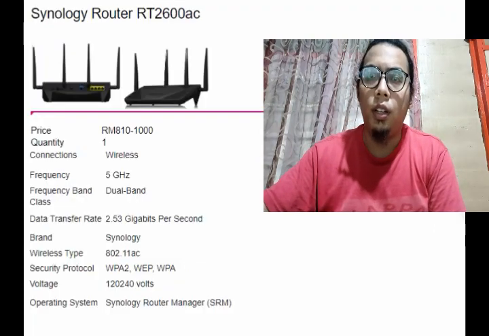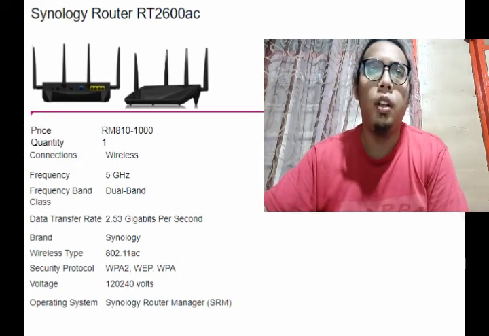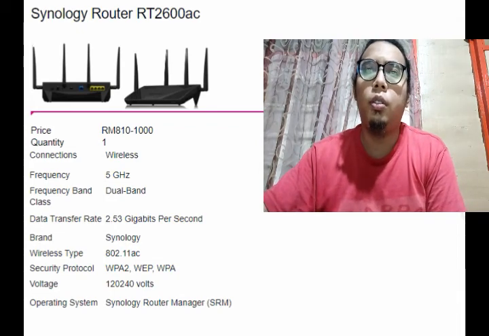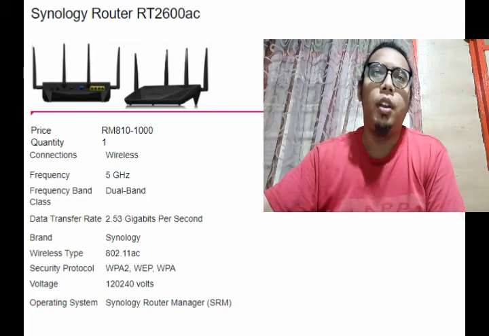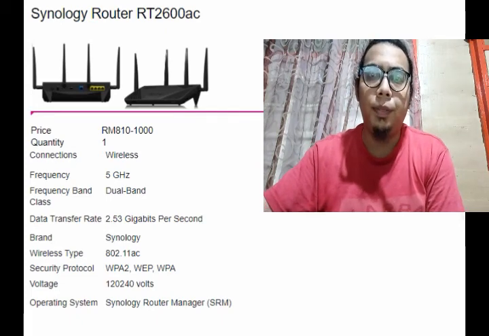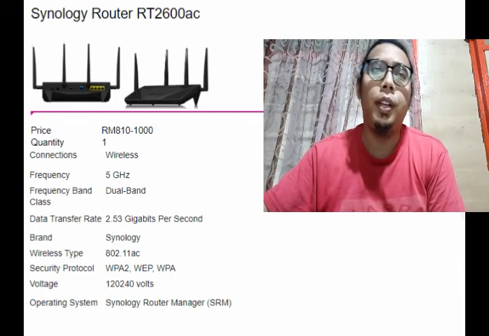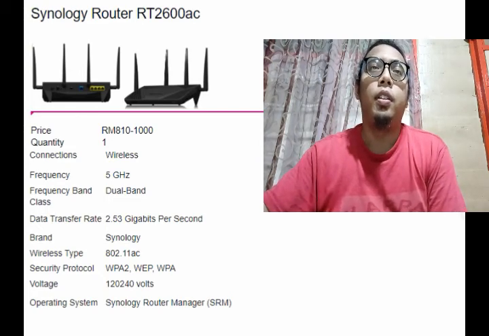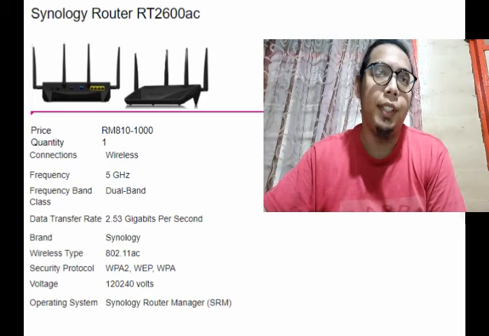Okay, the next one is the router that we use, a Synology RT2600AC. The price is about 800 to 1,000. The quantity is only one. It uses a 5 GHz frequency, the frequency band class is dual band, and the data transfer rate is about 2.5 gigabit per second. The wireless type is 802.11 AC.